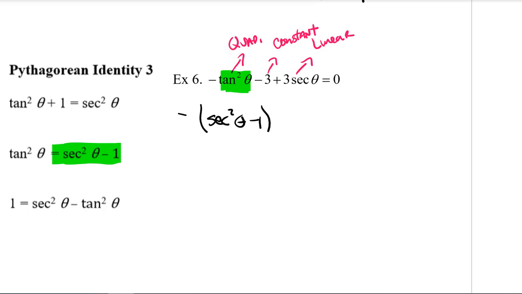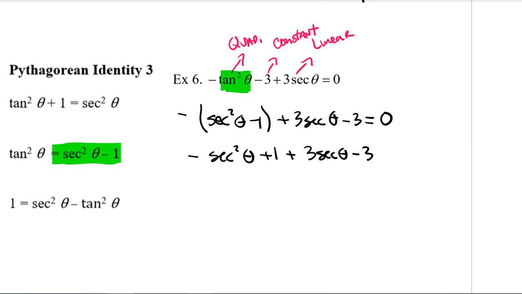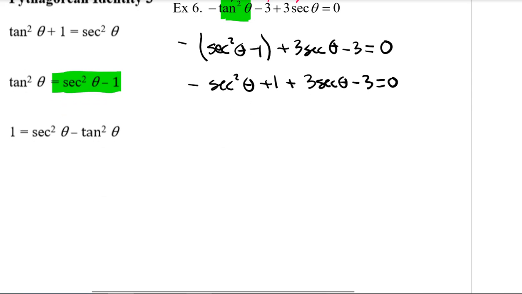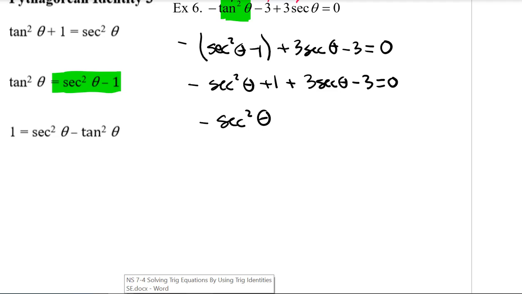And I'm actually going to start to write that in standard form. So I'm going to move the plus 3 secant theta there, and then the minus 3 next. From here, we'll distribute that negative sign. So I'll have negative secant squared theta plus 1 plus 3 secant theta minus 3 equals 0. From here, we're going to combine our constants, all right? So we'll have negative secant squared theta plus 3 secant theta, and then plus 1 and minus 3 give us negative 2 altogether.